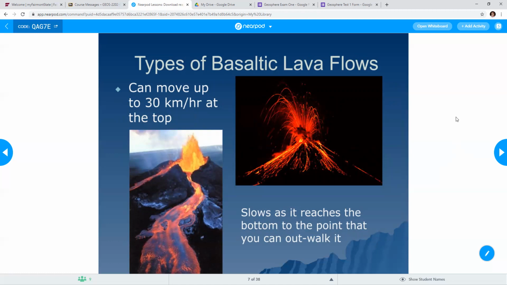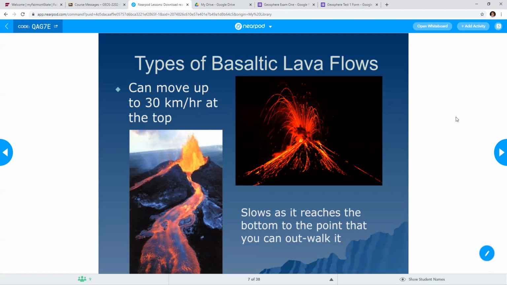All right. So the first type of magma or lava that I want to touch on is basaltic. Basaltic lava or basaltic magma is the hottest of all types of magma. So it's also the runniest. You really need to know that. It is the hottest and the runniest. Well, if it's really hot and really runny, it's not able to build up a lot of pressure. So basaltic lava or basaltic magma usually has quiet eruptions.